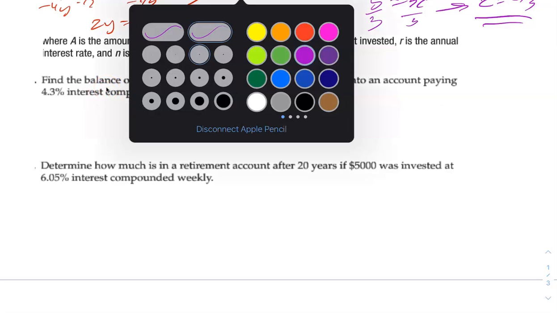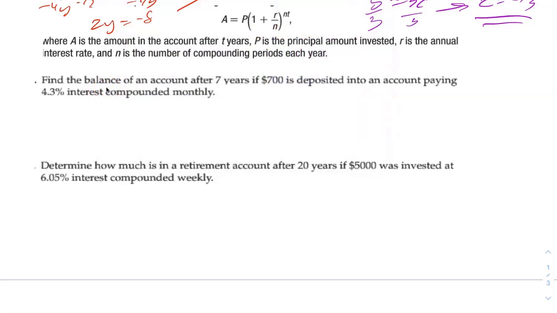Right, so it's all about knowing what each thing means. A is the amount you have after so many years, the total amount. P is the initial value, the principal, also known as the deposit. So right here, that's my P. R is the annual rate, so right here, R.